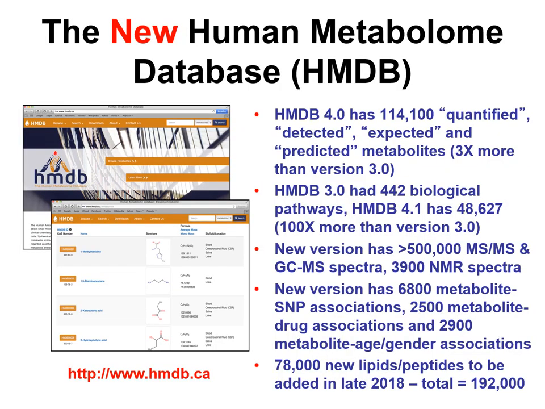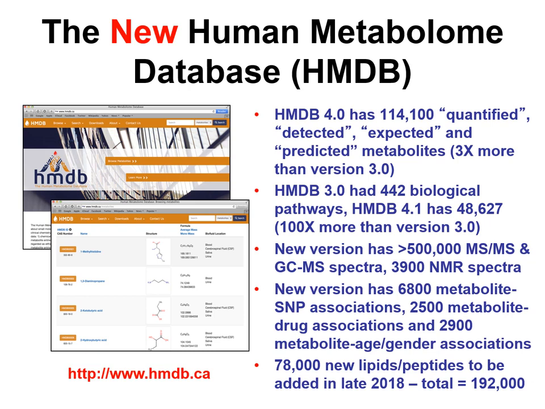Perhaps the one that most people are familiar with is the Human Metabolome Database, or HMDB, something that we've been developing since about 2007. The latest release, which came out in January of this year, now has about 114,000 compounds, including quantified compounds, detected compounds, expected metabolites.